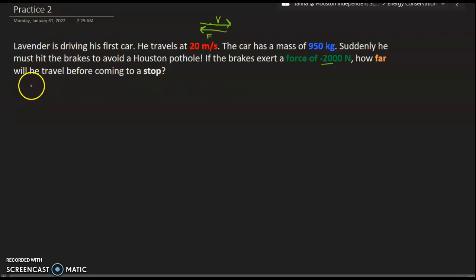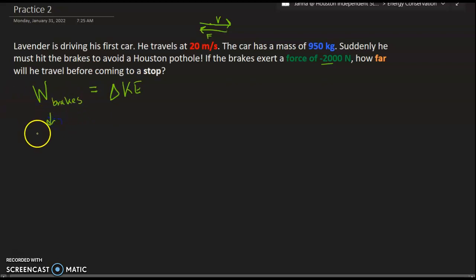The brakes do work. This is work done by the brakes. They exert a force over a certain distance, and according to the work energy theorem, the work will equal the change in kinetic energy of the car. We'll expand on this now.